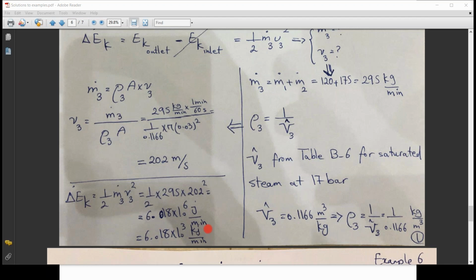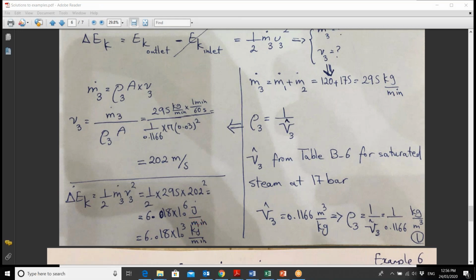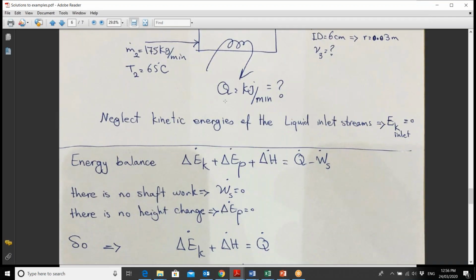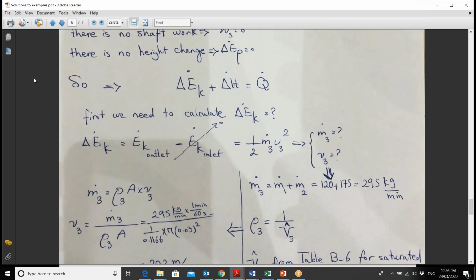Because this one is per minute, that one will stay per minute. I didn't change minute because based on the problem, we need to know Q in kilojoule per minute. So I kept the minute unchanged. But even if you change it at the final stage, you can change it again. So after finalizing the calculation of delta EK, we need to calculate delta H. Delta H is very clear because you can refer to the table and read the enthalpy H of the inlet and outlet, and easily calculate delta H.